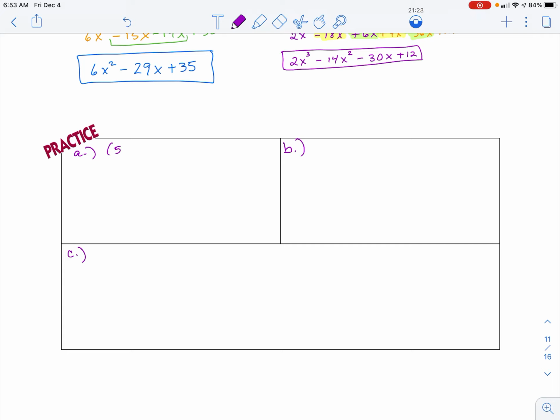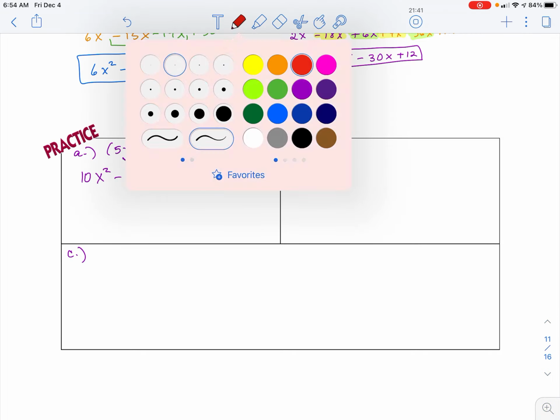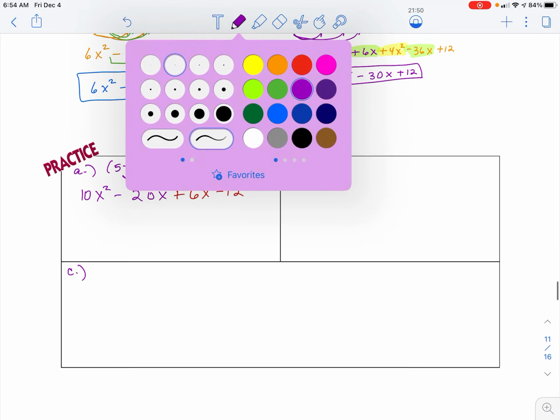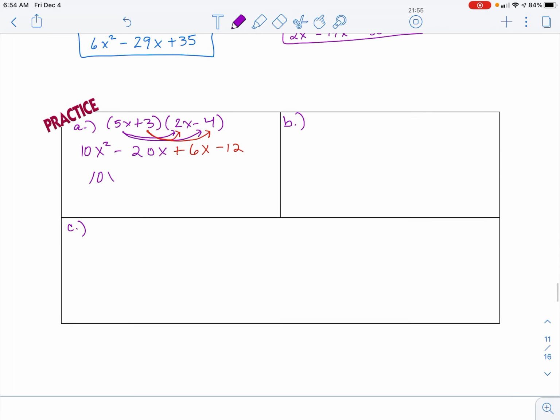So the first problem is 5x plus 3. These are two binomials, 2x minus 4. I'm going to use the FOIL method here. I'm going to use 5x times 2x. I'll have 10x squared. 5x times a negative 4 is minus 20x. 3 times 2x is plus 6x. And 3 times a negative 4 is minus 12. I will put my like terms together, and I will have 10x squared minus 14x minus 12. That is the answer to letter A.